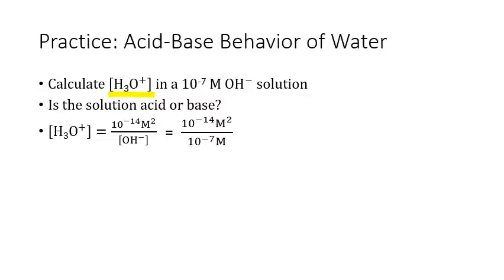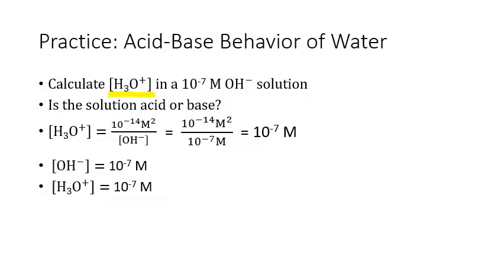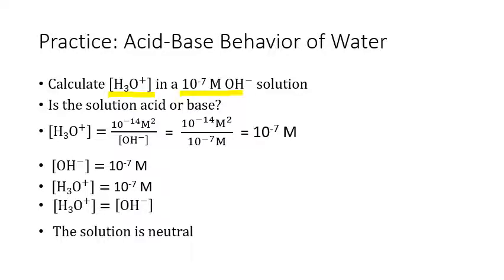So we plug that in, 10 to the minus 14 divided by the amount of OH, 10 to the minus 7, and that in this case comes out to be 10 to the negative 7 moles. So we've calculated that there's 10 to the negative 7 moles of H. There's also 10 to the negative 7 moles of OH from the instructions at the beginning. So in this case, the amount of H and the amount of OH are equal. Since those two amounts are equal to each other, that means this is a solution that's neutral. It's not an acid or a base, it's neutral. The amount of acid and base are both the same, so they cancel each other out. They're both 10 to the negative 7.